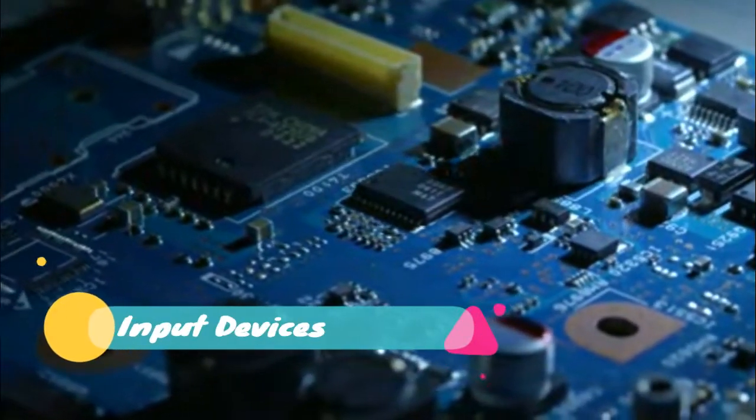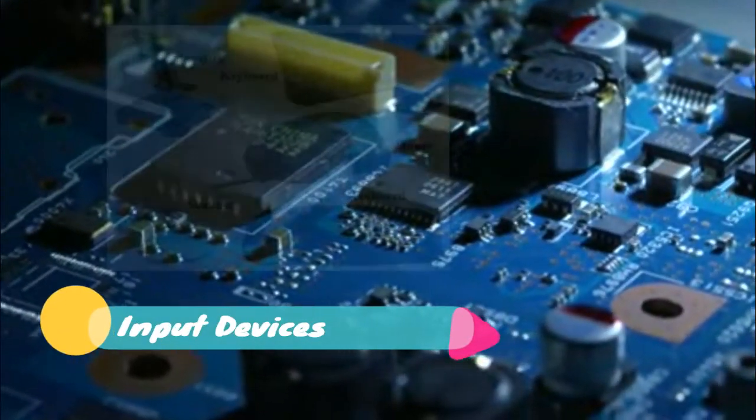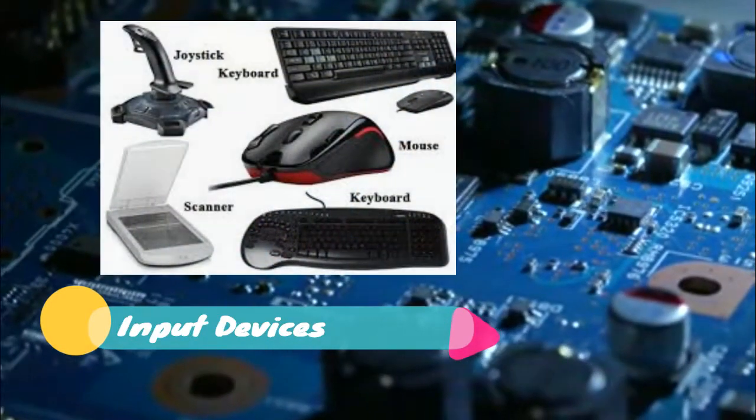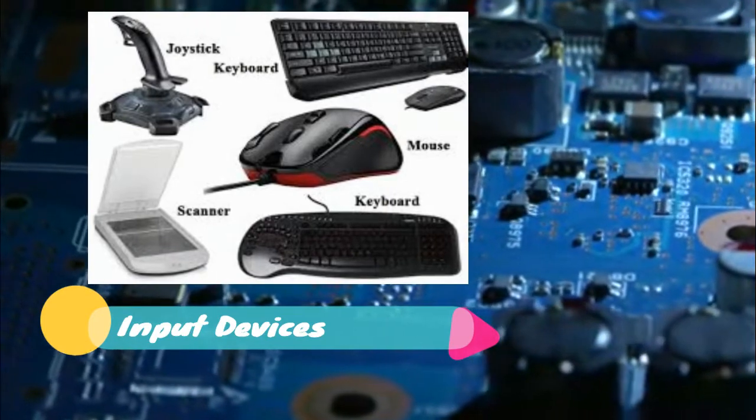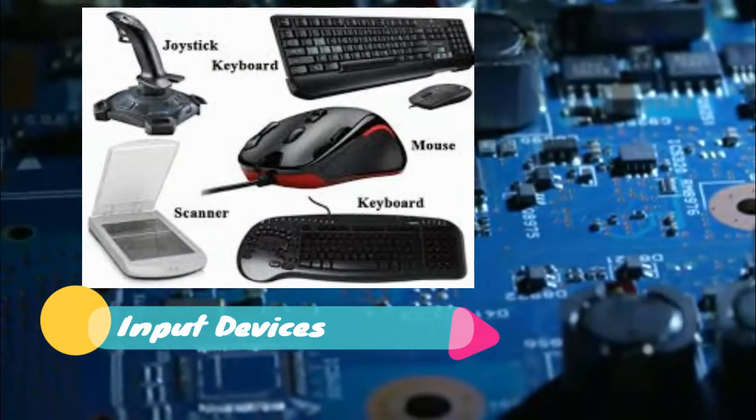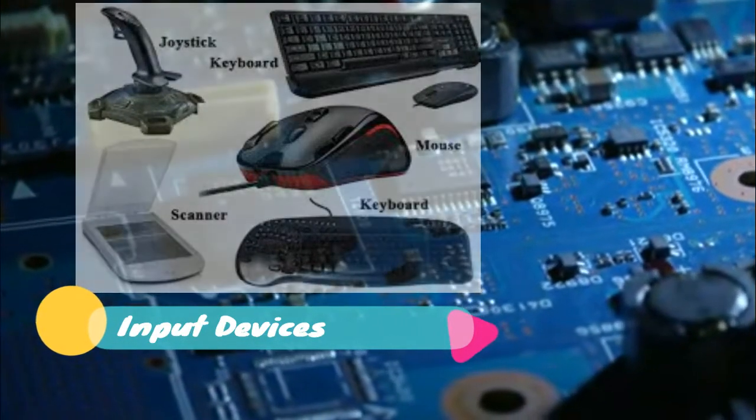The third component is input devices. An input device accepts data from the user and transmits it to the CPU in electronic form for processing. Examples of input devices are keyboard, mouse, scanner, joystick.